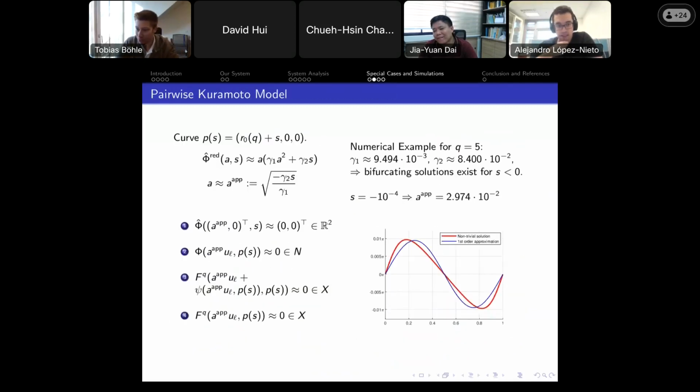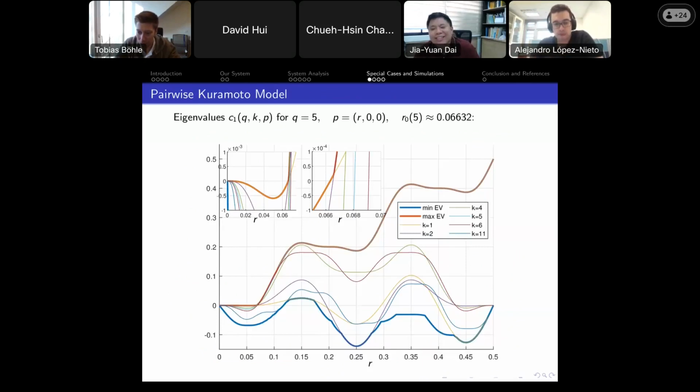So let me go back to this slide. So first we have studied this bifurcation here, where the critical eigenvalue is the first one. So if you consider only the pairwise Kuramoto model, then the first eigenvalue is the critical one. But for example, if R is bigger, let's say R is 0.3, then the maximum eigenvalue is, I think here it's the fifth eigenvalue, k is equal to 5.